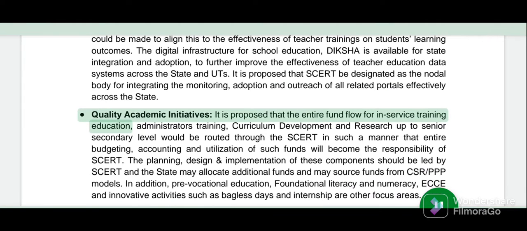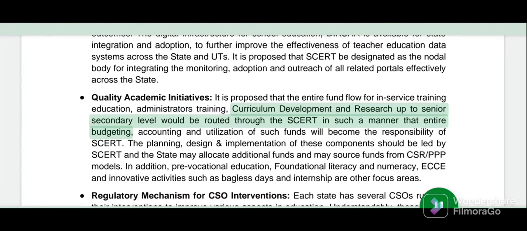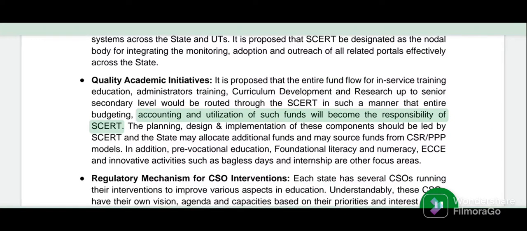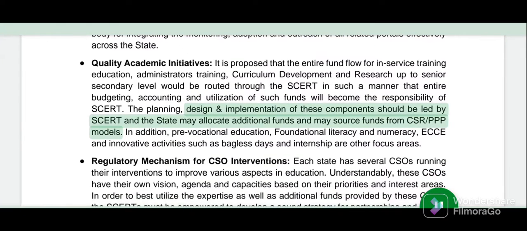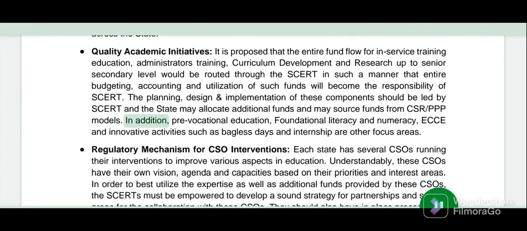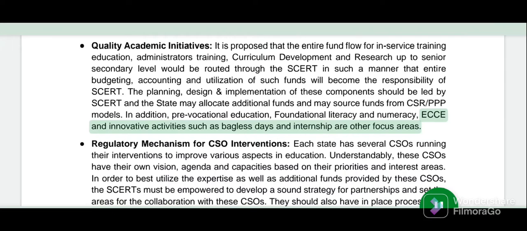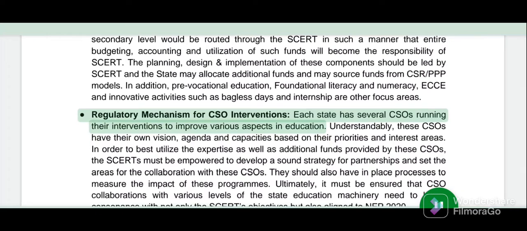Quality academic initiatives. It is proposed that the entire fund flow for in-service training education, administrators training, curriculum development and research up to senior secondary level would be routed through the SCERT in such a manner that entire budgeting, accounting and utilization of such funds will become the responsibility of SCERT. The planning, design and implementation of these components should be led by SCERT, and the state may allocate additional funds and may source funds from CSR PPP models. In addition, pre-vocational education, foundational literacy and numeracy, and innovative activities such as bagless days and internship are other focus areas.